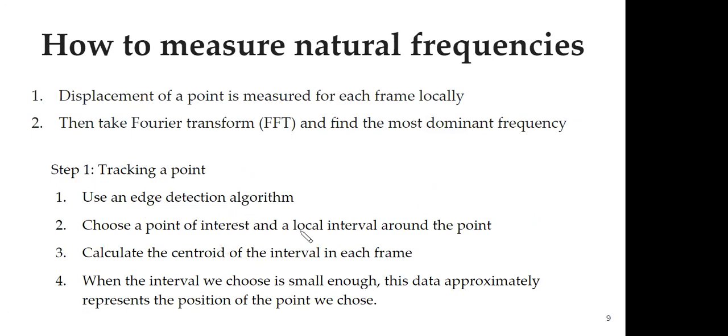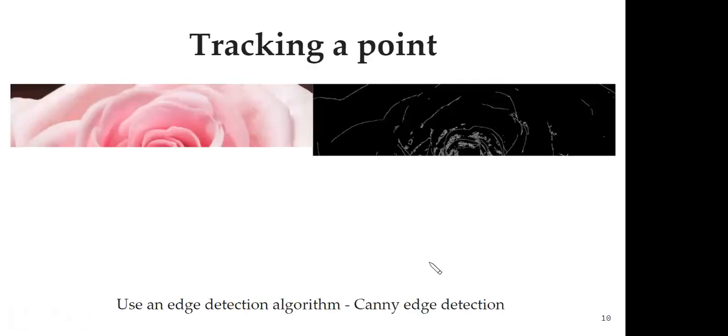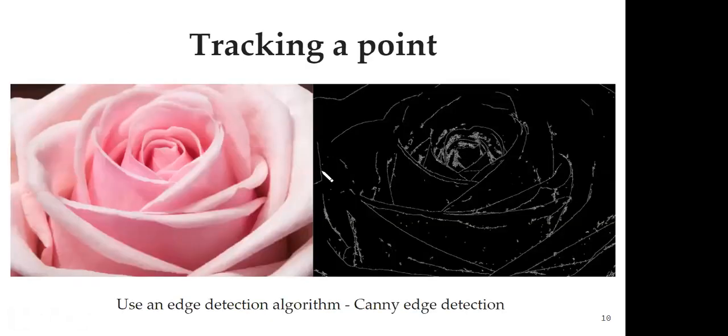First, I use an edge detection algorithm, and then we choose a point of interest and a local interval around it, and then we calculate the centroid of the interval in each frame, and the centroid position is considered as the displacement of that point. Here, tracking a point. First step is to get edges detected. I'm using the Canny edge detection algorithm.